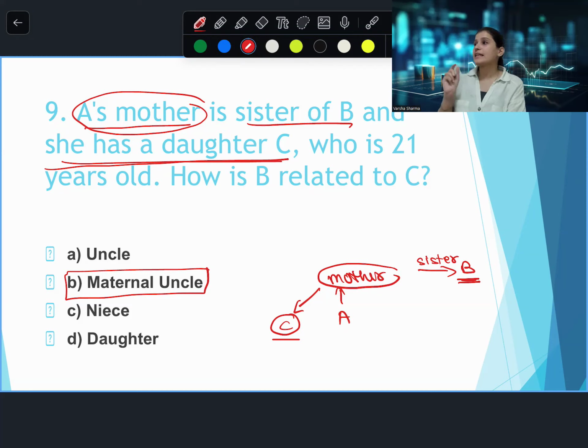"Whose" represents the second person in the sentence and "and" represents the first person in the sentence. So "she has a daughter C" means the first person, A's mother, has a daughter C. So now B is either the aunt of C or the uncle of C, but we are not sure about the gender. Since the relation is from the mother's side, the word maternal comes. So the answer will be maternal uncle.